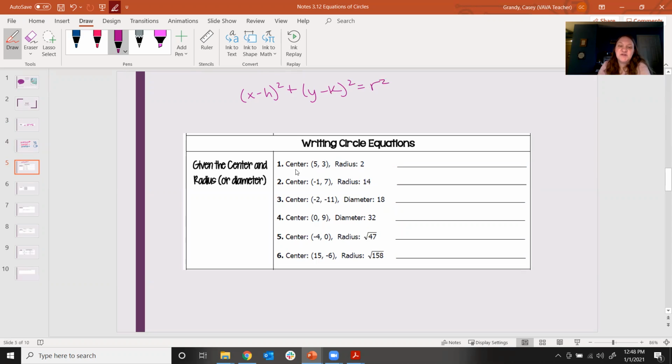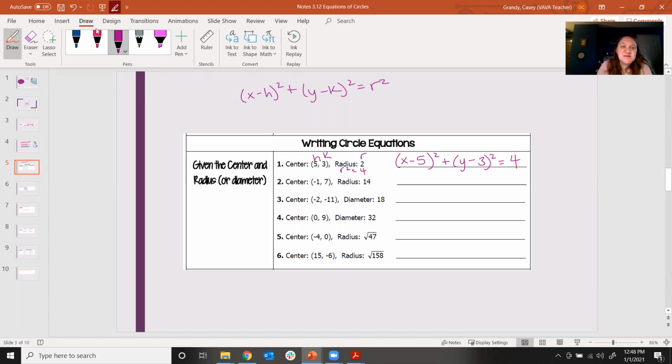What you're going to do is you're going to look at your center and you're going to label that h, k. The radius you'll label r. Now in our equation, it's r squared. So I like to just calculate, well, what is r squared? r is 2. 2 squared is 4. So r squared is 4. So when I write the equation, this will be (x minus 5) squared plus (y minus 3) squared equals r squared.